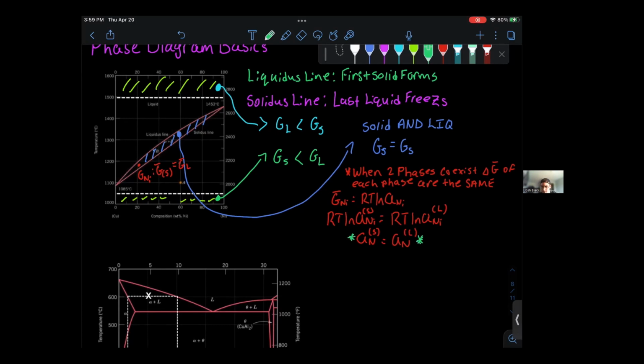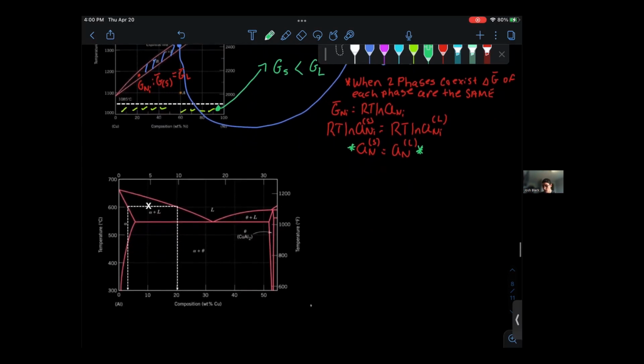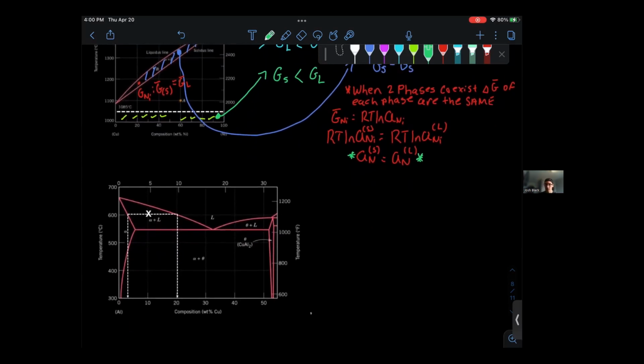Keep this in the back of your mind. If you watch another one of these videos, you're going to see how we're going to use this. When a solid is formed underneath the liquidus line, let's remember what the liquidus line is. It's where the first solid forms. It's right here. When a solid forms underneath the liquidus line, the solid that is formed is at the composition that creates the lowest Gibbs free energy.